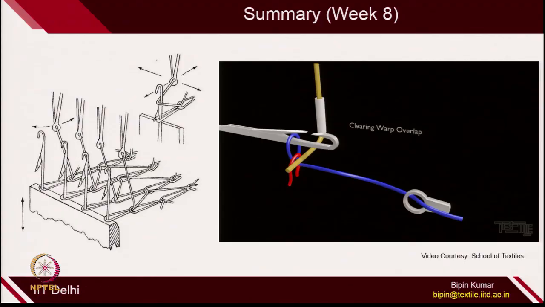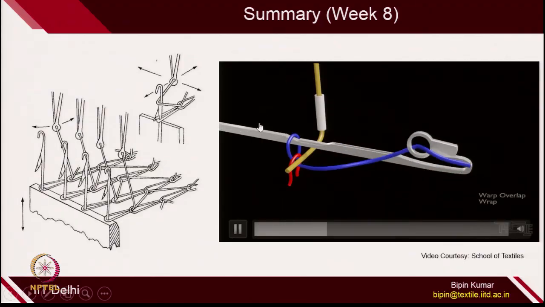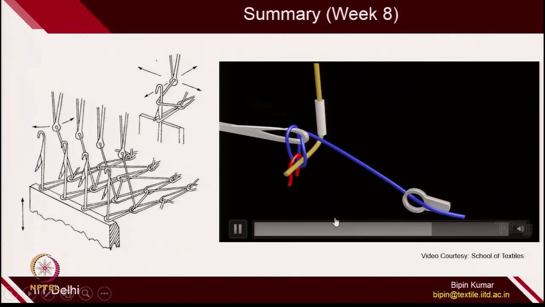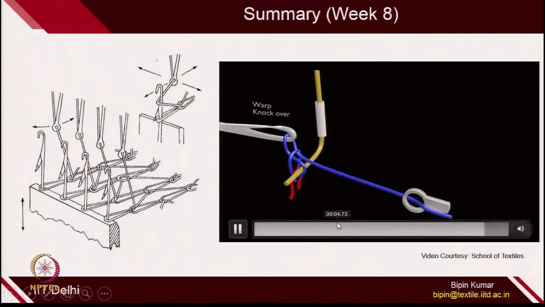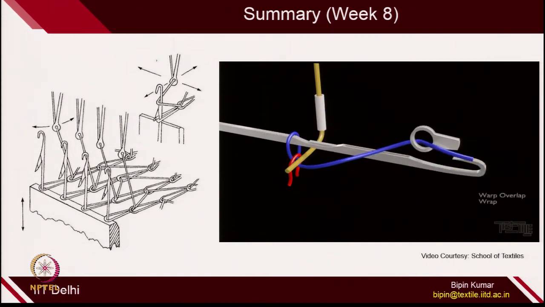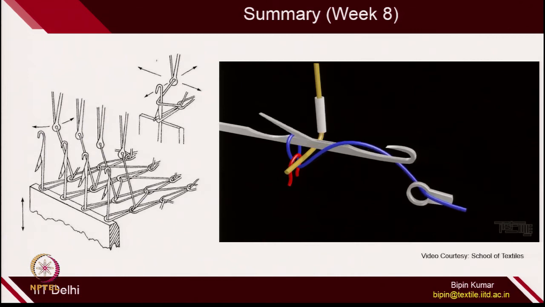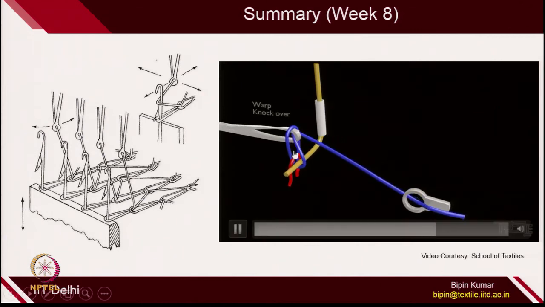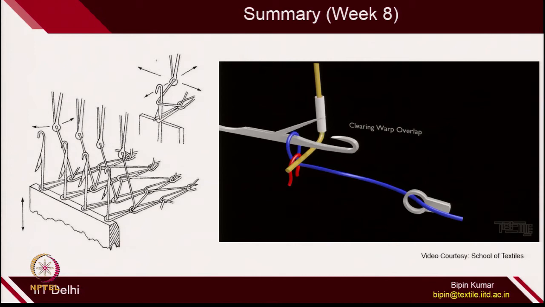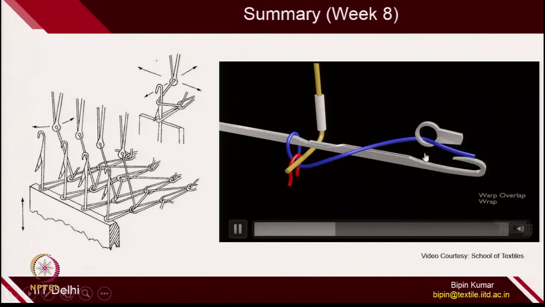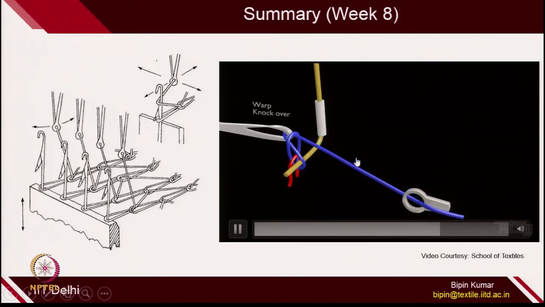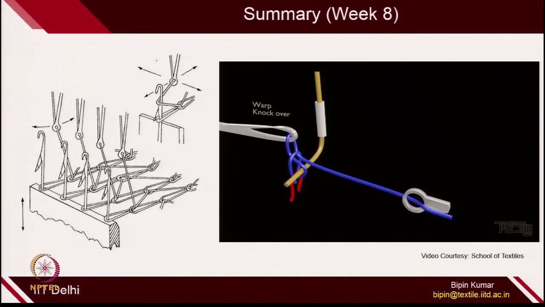So let's see what exactly is being done. The principle remains the same. The old loop comes out, then the new yarn is fed, and then the old loop is knocked out from the surface. The principle of loop formation in a warp knitted structure is no different from a weft knitted structure. In a weft knitted structure, if you remember the loop formation process, first the old loop slides over the latch and is cleared, then the yarn is fed to the needle, and after that the old loop slides over the latch and is knocked out from the surface. So the principle of loop formation is almost similar.